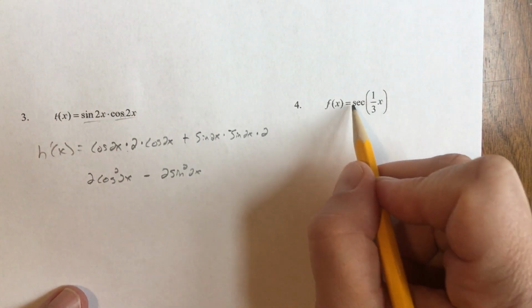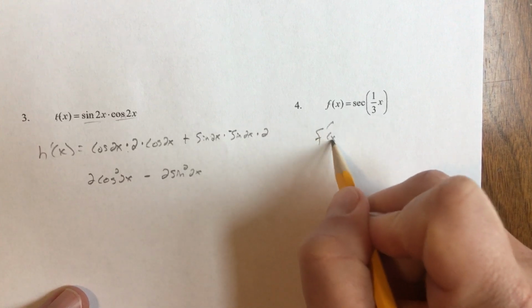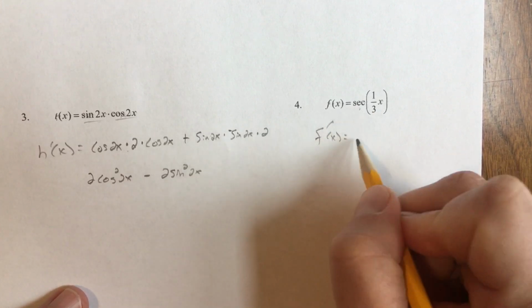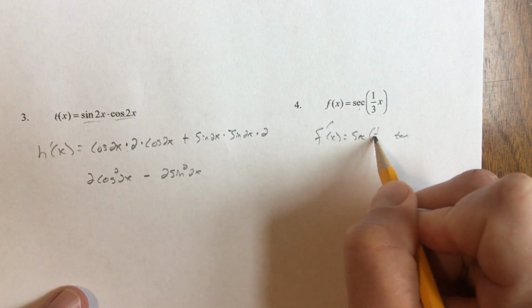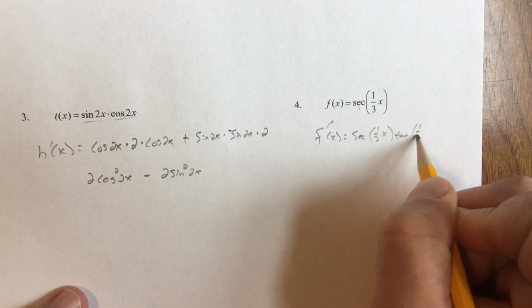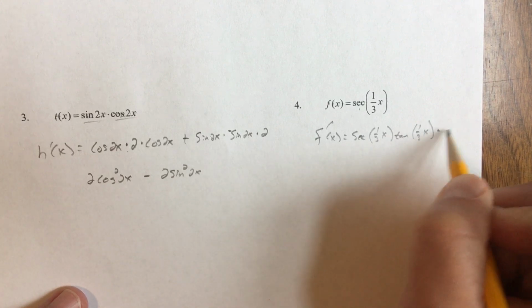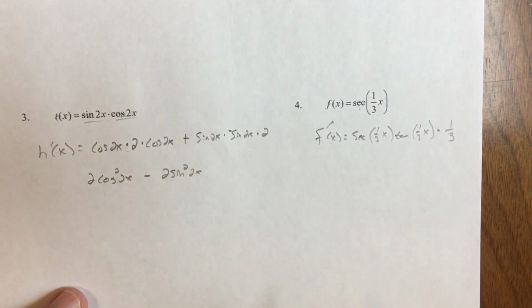Here we have 1/3 x inside of secant. So when I do this as a chain rule, I have to take the derivative of secant, which is secant tangent. We leave the inside alone. So this 1/3 x is inside of both of them, times the derivative of 1/3 x, which is 1/3. Okay.